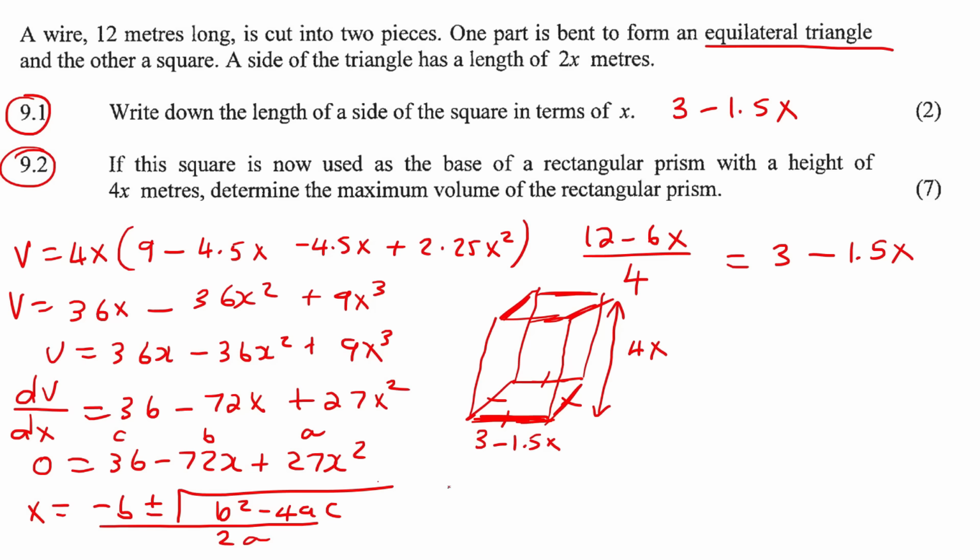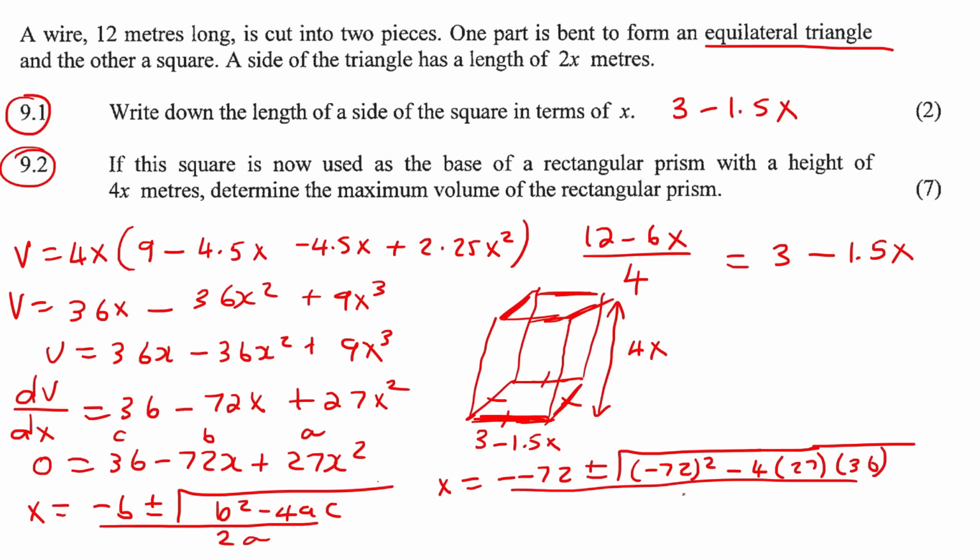And so let's just try it here. Negative 72 plus minus square root of negative 72, I mean the square of 72, minus 4. Now a is 27. C is 36. And then over 2 times a, which is 27. Okay, now you can just use your calculator to get your two answers. And so we get x is 2 or x is 2 over 3.